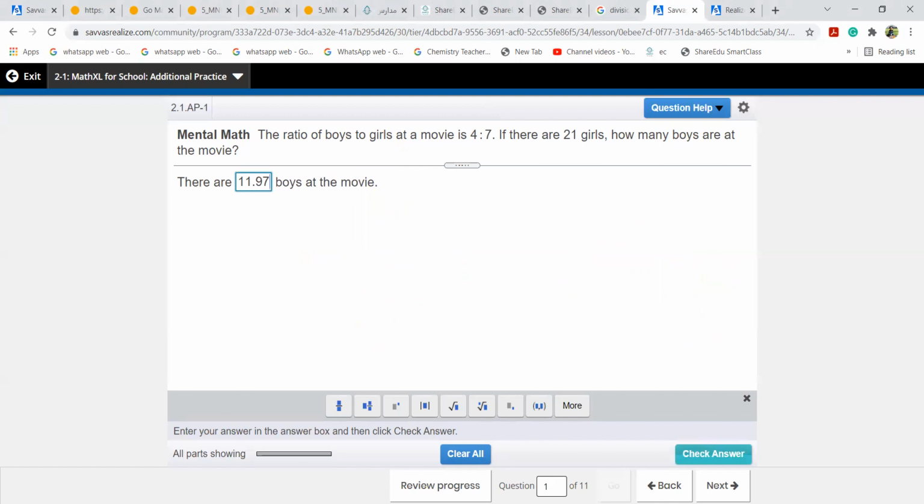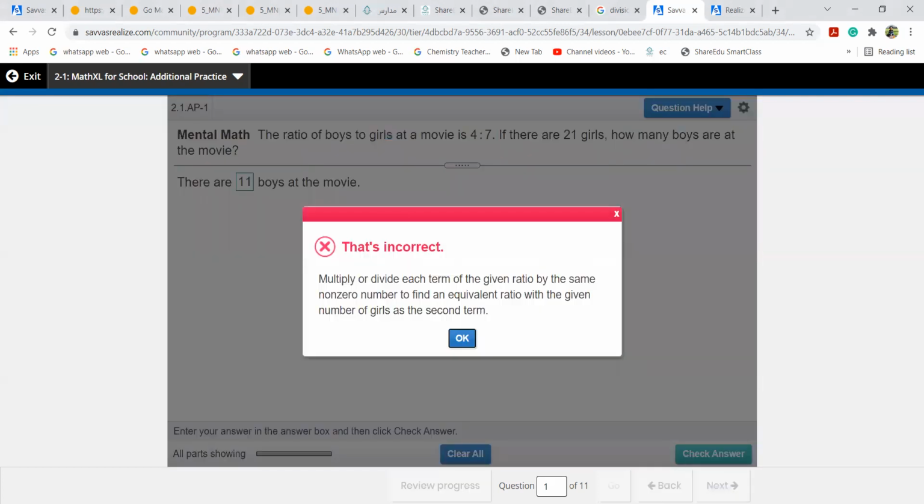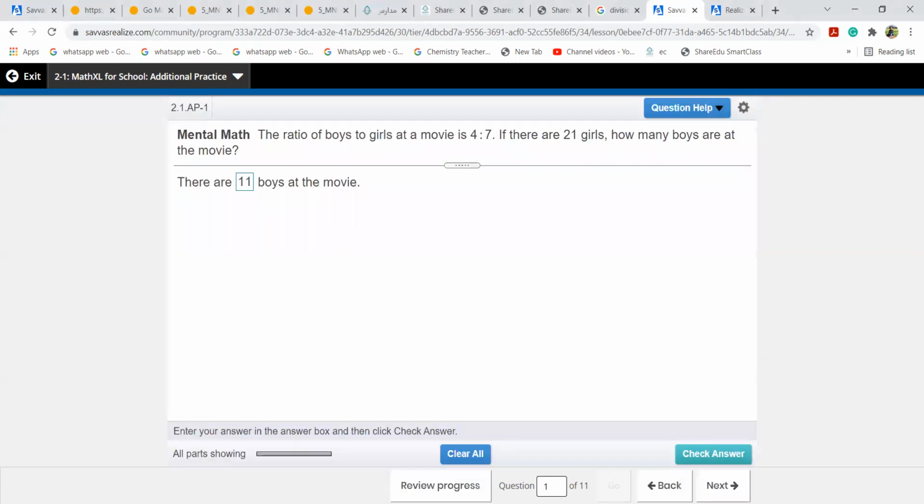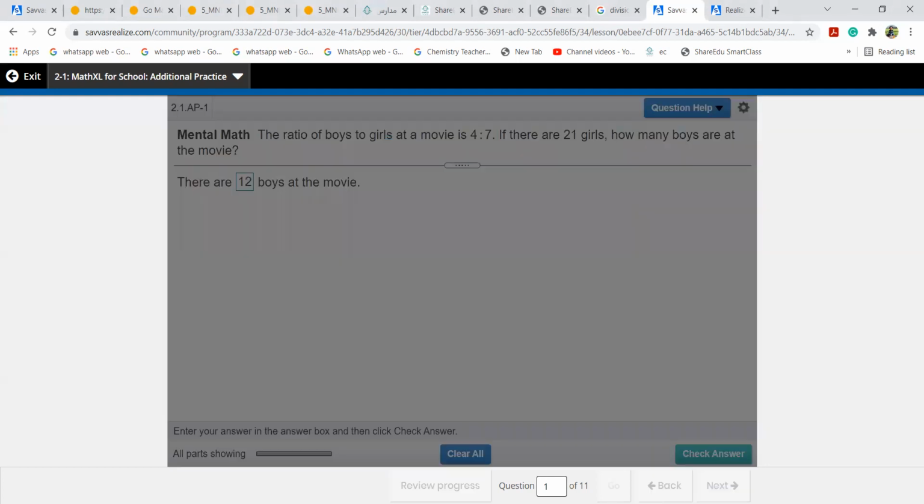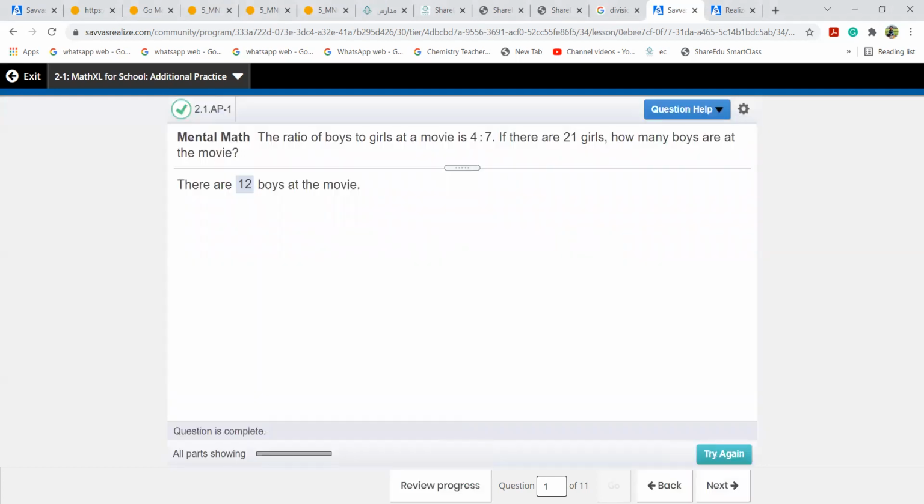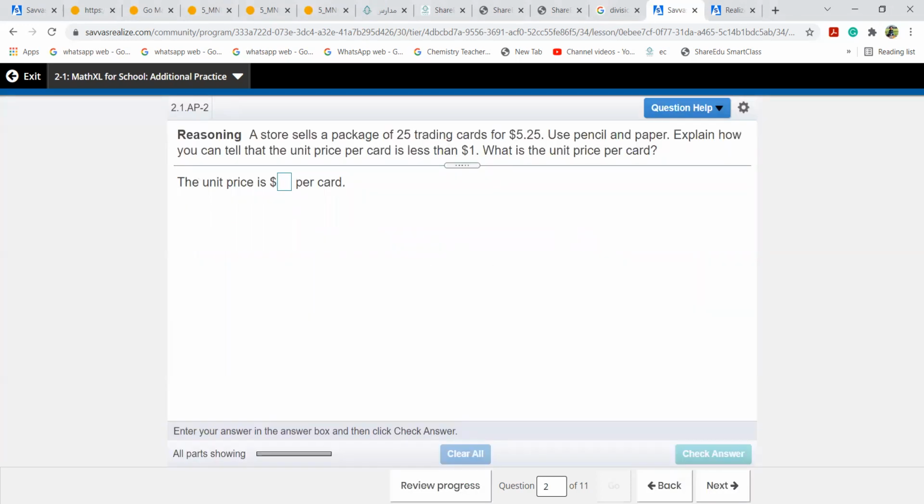So almost, can I say 11 boys or 12 boys? I cannot say 11.97 boys. 11 boys or maybe 12 boys. I will keep it 11. See, 11.97 is almost rounded to 12 boys. That's correct. Of course, I will consider those answers for you. I will never give 11 as a choice.